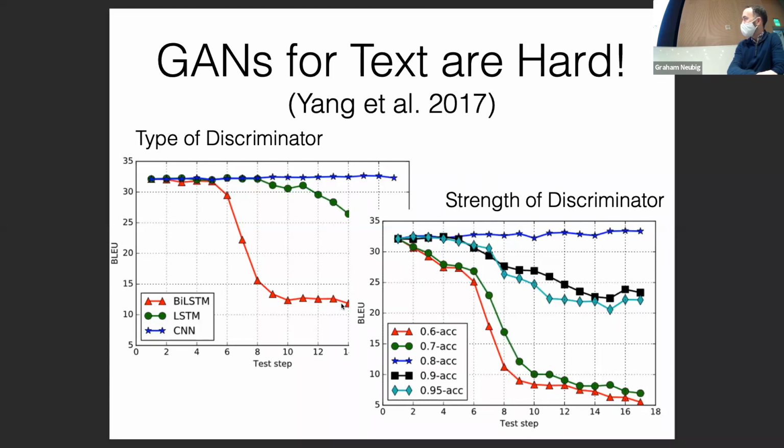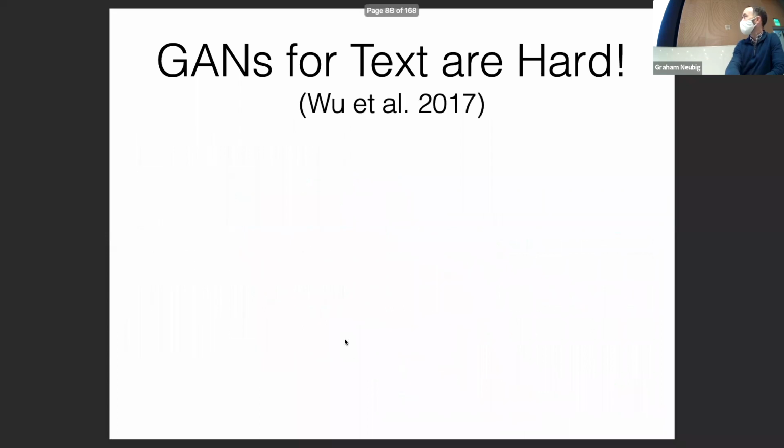And this is a BLEU score in a machine translation task. And the reason why is what I talked about before. If you have an overconfident discriminator at the beginning of training, the discriminator is too good, and the gradients that are flowing into your training are not useful, or they're too flat, and this just results in noise.